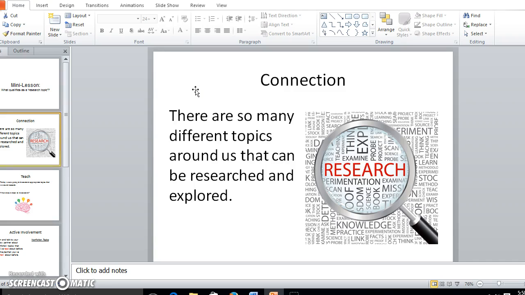The connections: I would start by talking to the students about how there are so many different topics around us that can be researched and explored. If you look at the illustration on the right, it has the magnifying glass and research, and I would probably go over some of those synonyms mentioned on that animation to help them understand what researching is and to give them other ideas when you provide the synonyms.